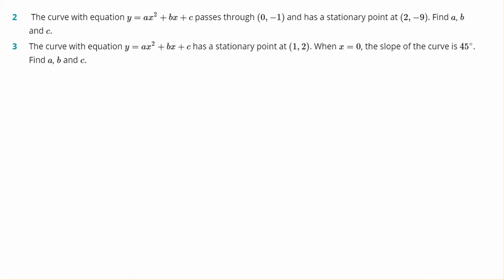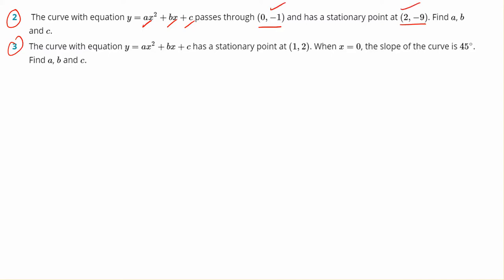Methods. We can look at question 2 and 3 from exercise A and C. Okay, so for 2, we've basically got 3 unknowns, and we need 3 equations to solve it. We know a few pieces of information. It passes through this point, and also passes through this point. So I can sub these 2 points in straight away.